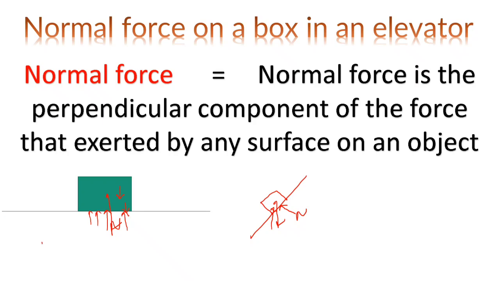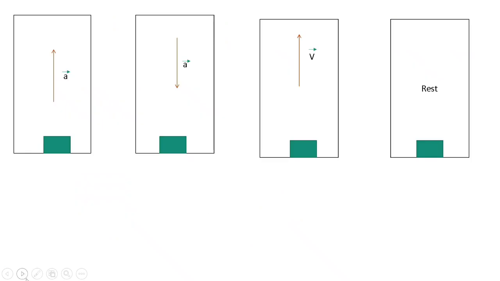So now we will see the normal force on any object in an elevator. So let's see, there are four scenarios that are created in any elevator. First, the elevator is going in the upward direction with a constant acceleration. Second, the elevator is going in the downward direction with a constant acceleration. Third, the elevator is going with a constant velocity. And fourth, if the elevator is at rest. In all the situations, we will find the normal force on the object.